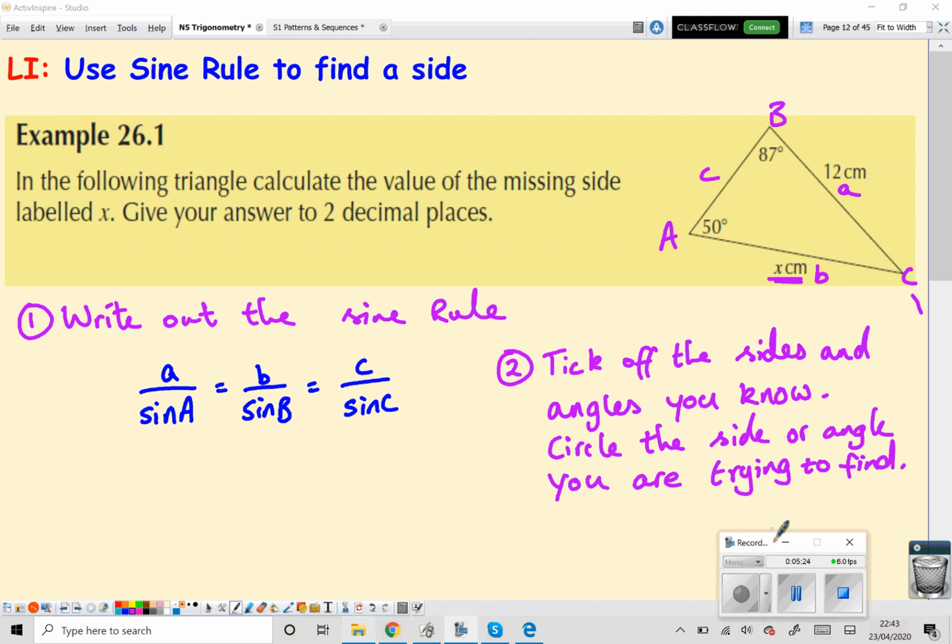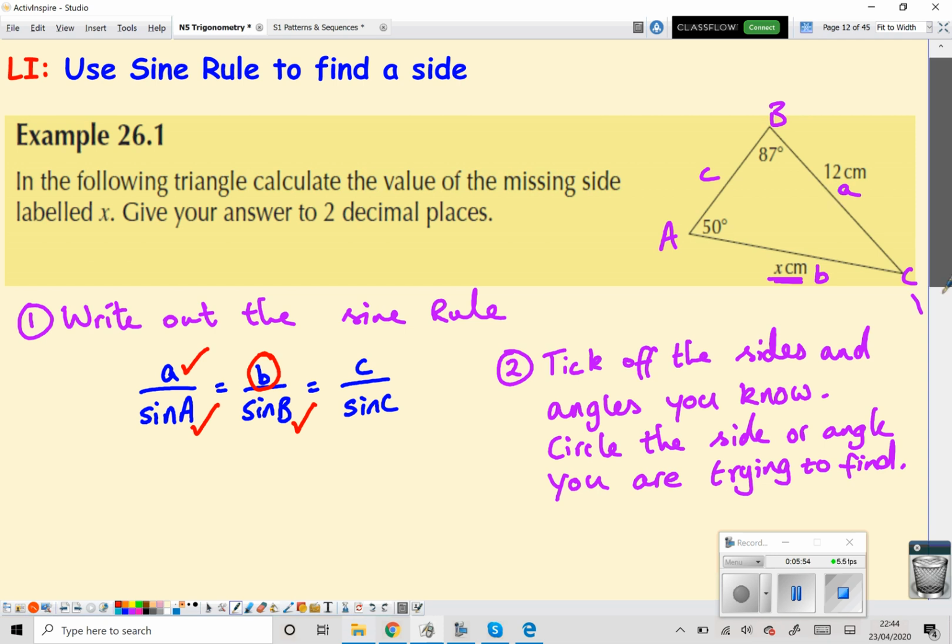Okay, so what have we got then? Well, we've got side A of 12 centimetres, and we've got the angle at A of 50 degrees, so that means I know what the sine of A is. I'm trying to calculate side B, so I'm going to circle that, and I know its angle at B. I know that's 87 degrees, so I now know sine B. I don't have any information relating to angle C or side C, so I'm just going to leave them blank and ignore them.